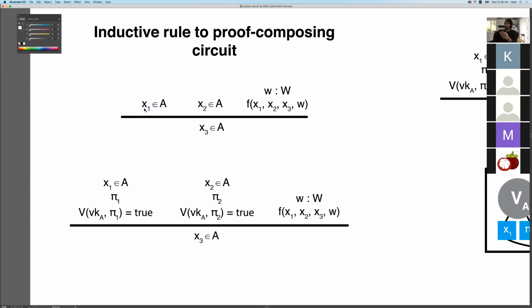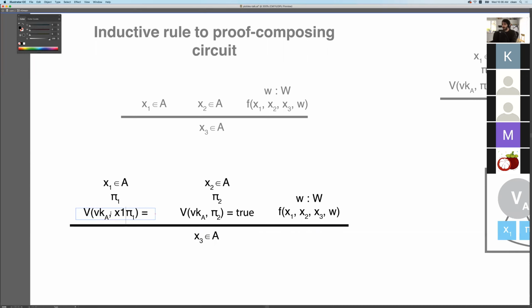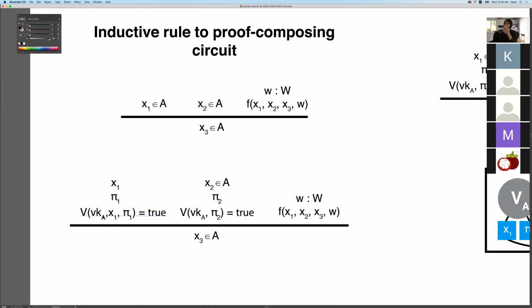Instead of saying that x1 is an A, we could say that there exists some proof pi1 such that the verifier with this verification key corresponding to membership in A, pi1, and the statement x1, all verifies. So instead of saying x1 is a member of A, we say there exists a proof pi1 that convinces us of the membership in A.